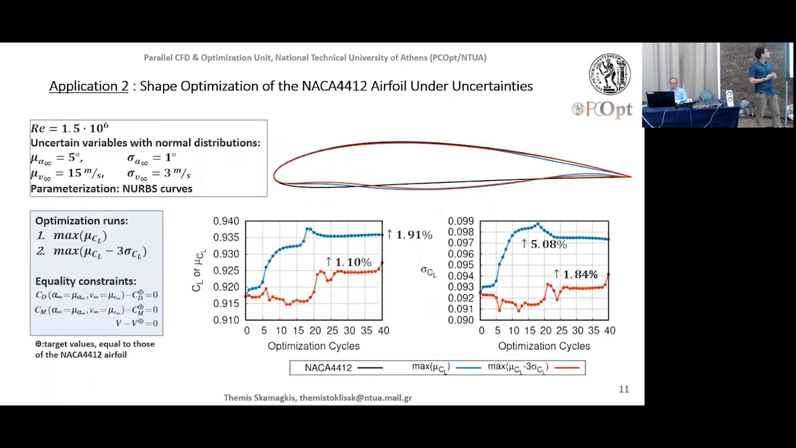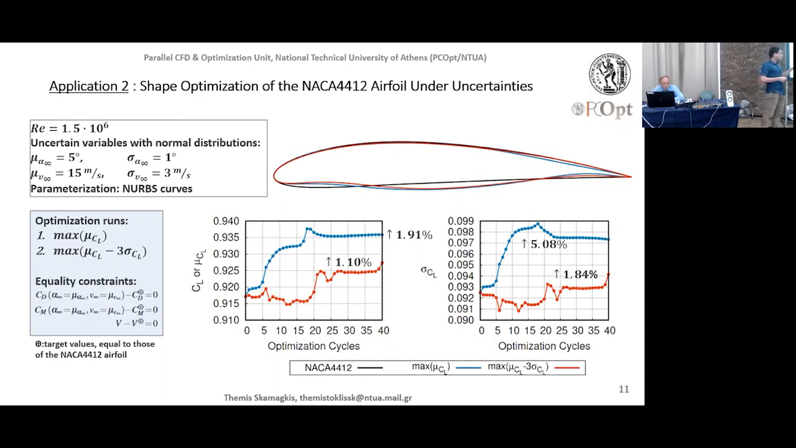In the next application, this time the NACA 4412 airfoil was optimized for maximum lift. And you can see the Reynolds number and the mean values and standard deviation of the uncertain variables. The airfoil contour was parameterized with NURBS, and 2 optimization runs were performed with these 2 objective functions. Here, the same types of equality constraints were imposed, only CD and CL are interchanged with the previous case. And the target values for the constraints were set equal to those of the NACA 4412 airfoil.